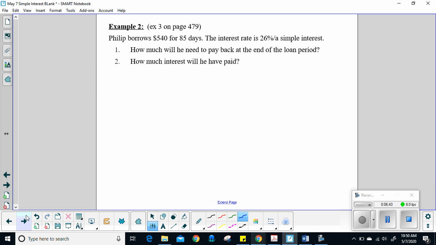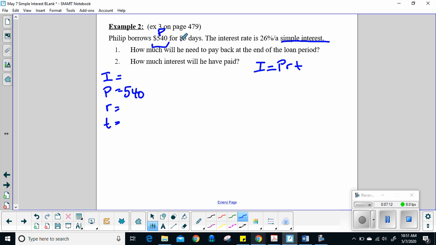So here, Philip is going to borrow $540 for 85 days. The interest rate is 26% simple interest. Simple interest, automatically I'm going to write down I equals PRT. And quite often what I do is I write down my letters on the side of my page. And then I go back and I reread the question and then I can figure out what I need to put where. So he's going to borrow $540. So that's what I'm going to start with.